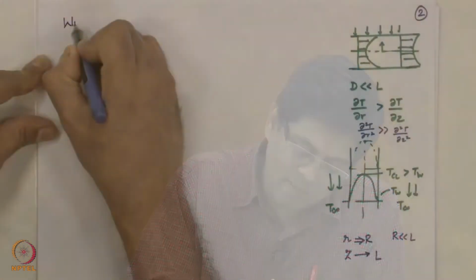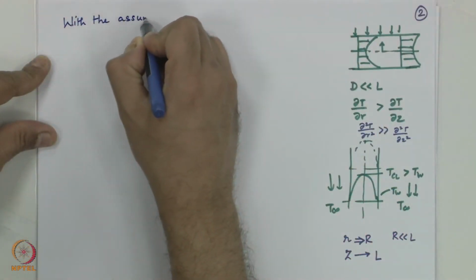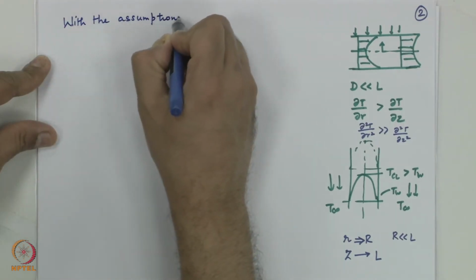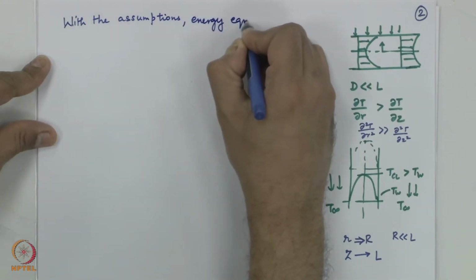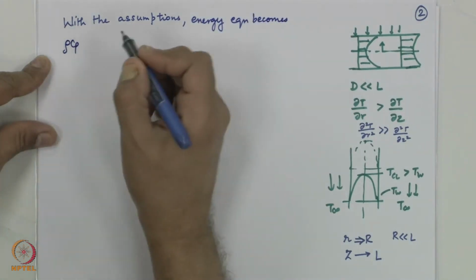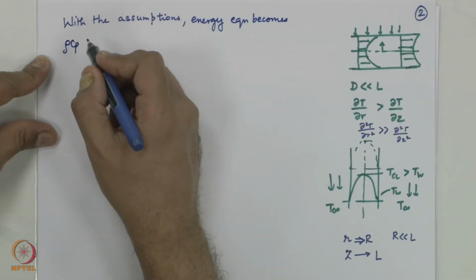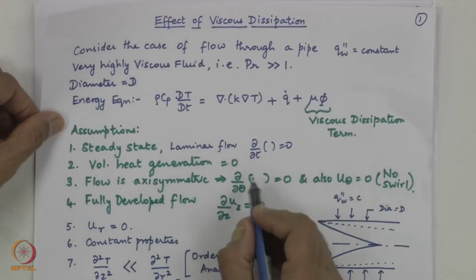So, with these assumptions, a lot of simplifications will happen. With the above assumptions, I will leave this as an exercise to the students. The energy equation becomes rho Cp, steady state dT by dt. So, dT by dt equal to 0 at steady state. So, the first term, the material derivative, is going to go to 0.